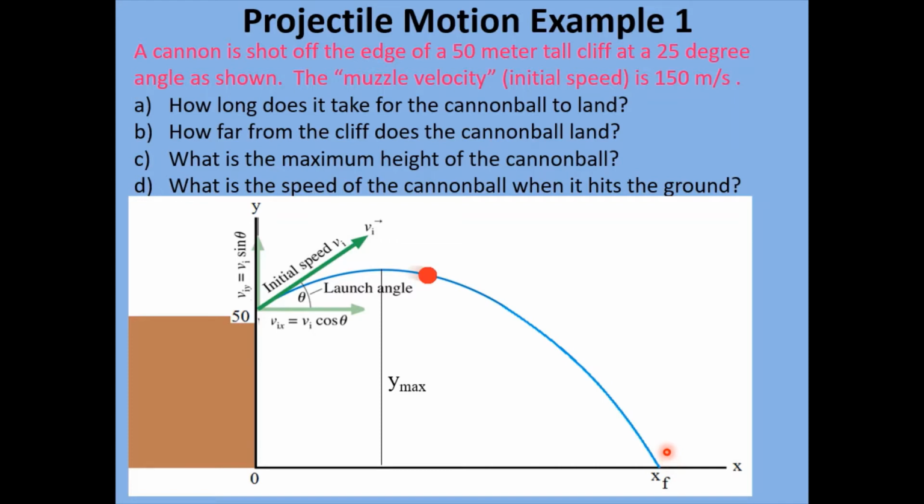So we're going to basically answer four questions here. Part A is how long does it take for the cannonball to land? Part B, how far from the cliff does the cannonball land? Part C, what is the maximum height of the cannonball? And part D, what is the speed of the cannonball when it hits the ground?